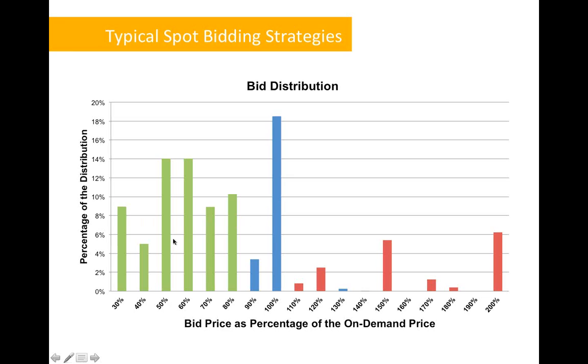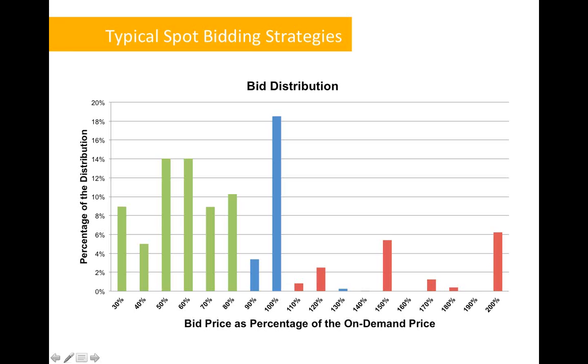Many people actually bid less than that. They only want the spot instance if it's worth it to them. So they will only bid maybe 50% of the price. They only want that extra capacity, that spot instance, if it's half the price of on-demand. So you can determine how much you want it.